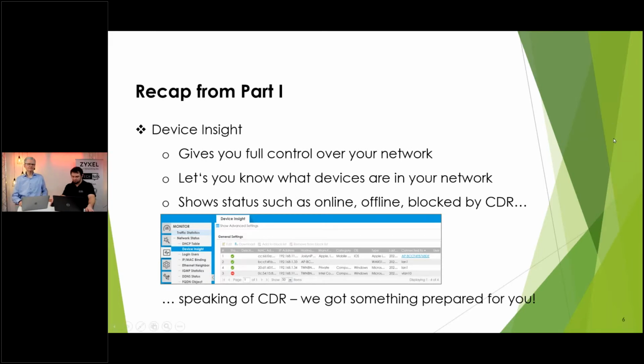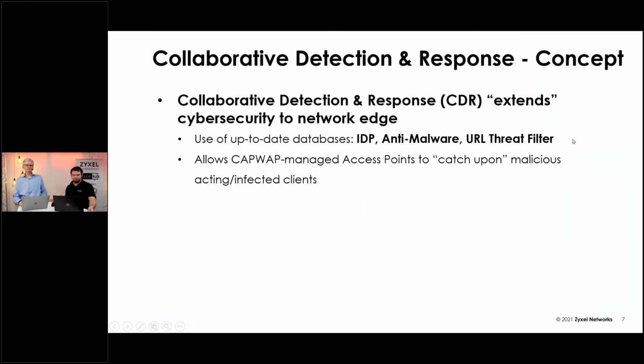Okay, so what we got over here is collaborative detection and response. That is also often abbreviated as CDR. So we will talk very often about CDR, collaborative detection and response. It's the same thing. And what it does is it extends the cybersecurity towards the network edge. Now that's very technical from a terminology point of view. What does that mean basically?